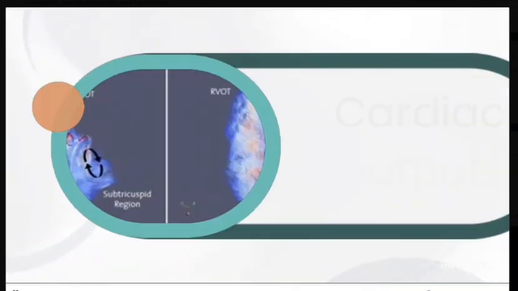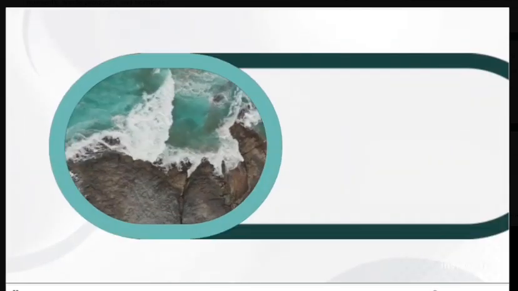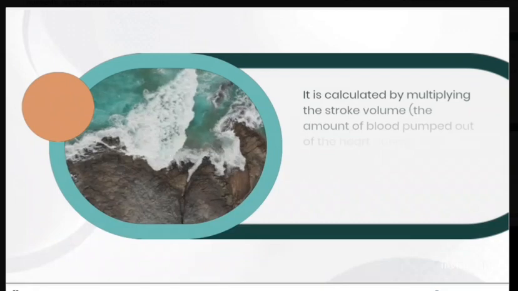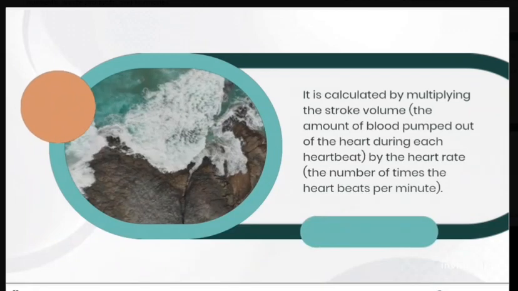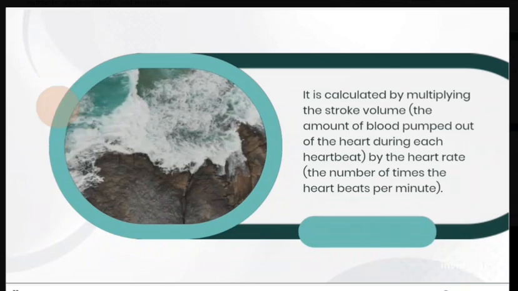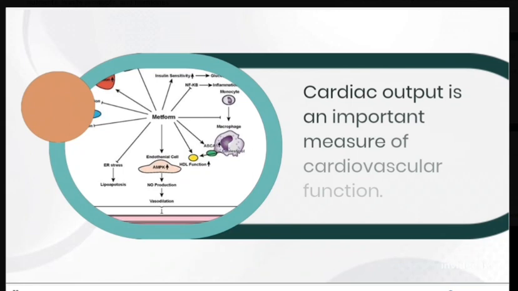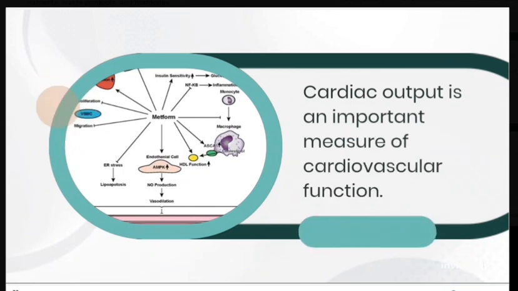Cardiac output. Cardiac output is the amount of blood the heart pumps per minute. It is calculated by multiplying the stroke volume, the amount of blood pumped out of the heart during each heartbeat, by the heart rate, the number of times the heart beats per minute. Cardiac output is an important measure of cardiovascular function.